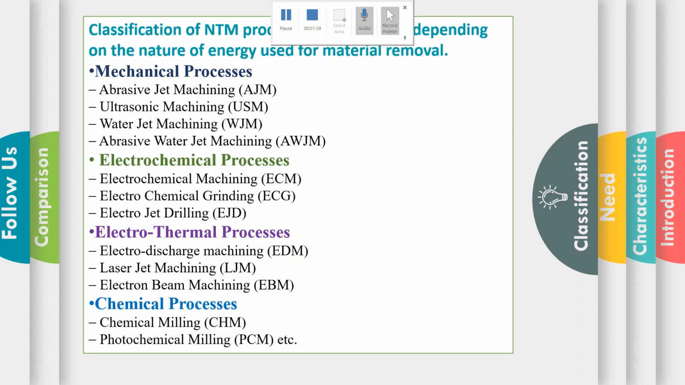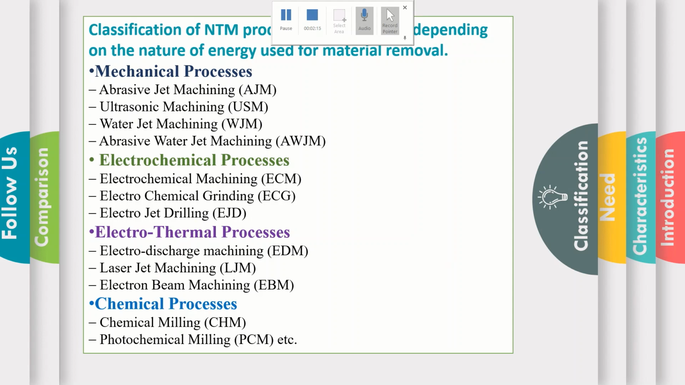Now the third type of NTM process is electrothermal processes. Here the thermal energy is applied to a very small portion of the work surface, causing that portion to be removed by fusion and/or vaporization of the material. The thermal energy is generated by conversion of electrical energy. Here again three types are there. First is electro discharge machining, EDM. Second is laser jet machining, LJM. And third is electron beam machining, EBM.